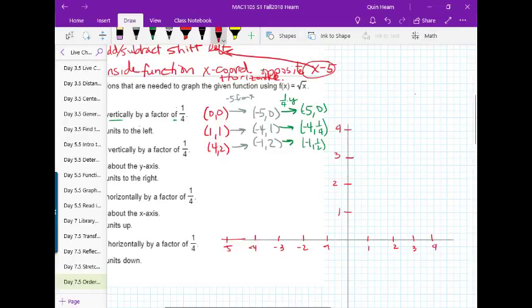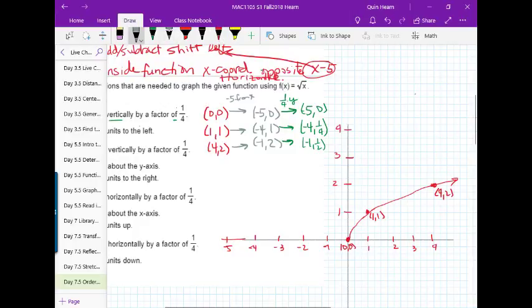Okay. So our original parent function was a square root function. It goes through (0, 0), goes through (1, 1), and it goes through (4, 2). And it looks like this. Okay. Our first step, well, you can either graph each step to help you see where the shape is going, or you can jump to the end. I'm going to graph each step just this time so you can see what happens.